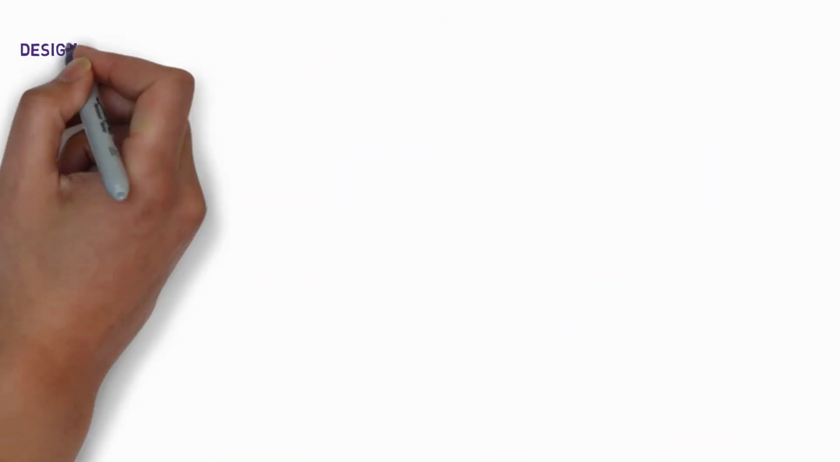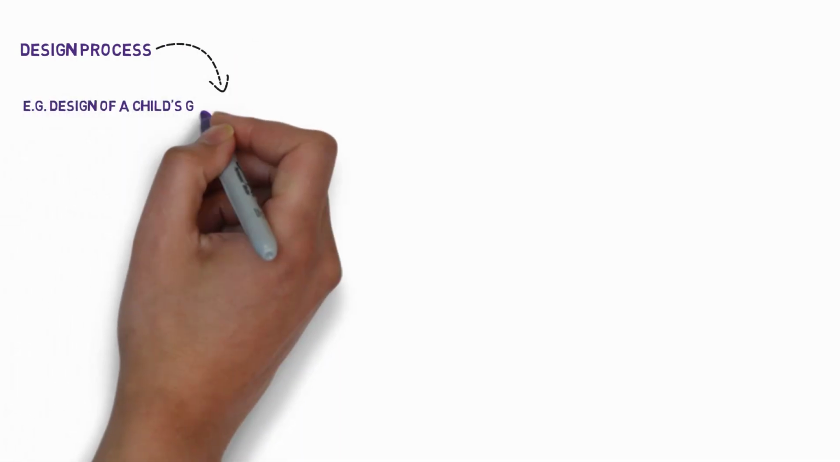The design process. The best way to explain the general approach adopted by a designer in solving an engineering problem is with an example, for example, the design of a child's garden swing.